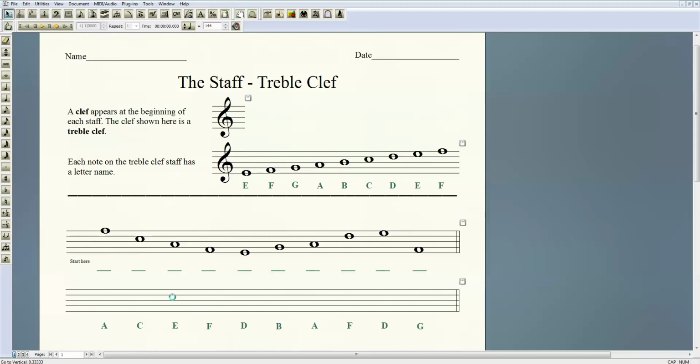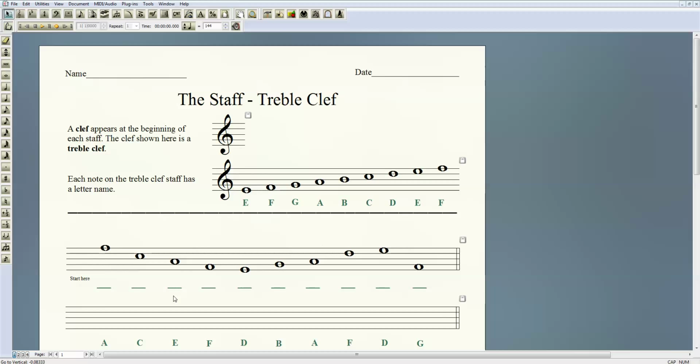Okay? Next video, we're going to talk a little bit about the bass clef, which takes the same idea of the staff, but mixes up where the letters go.